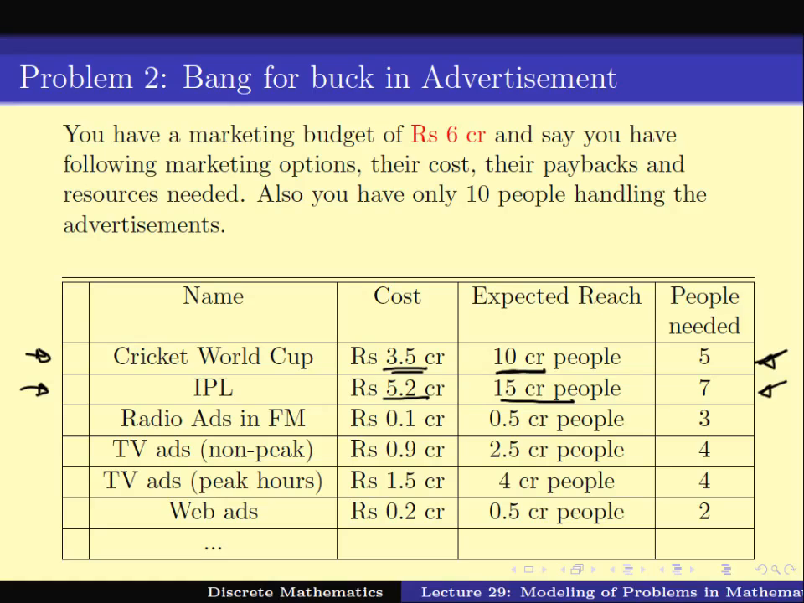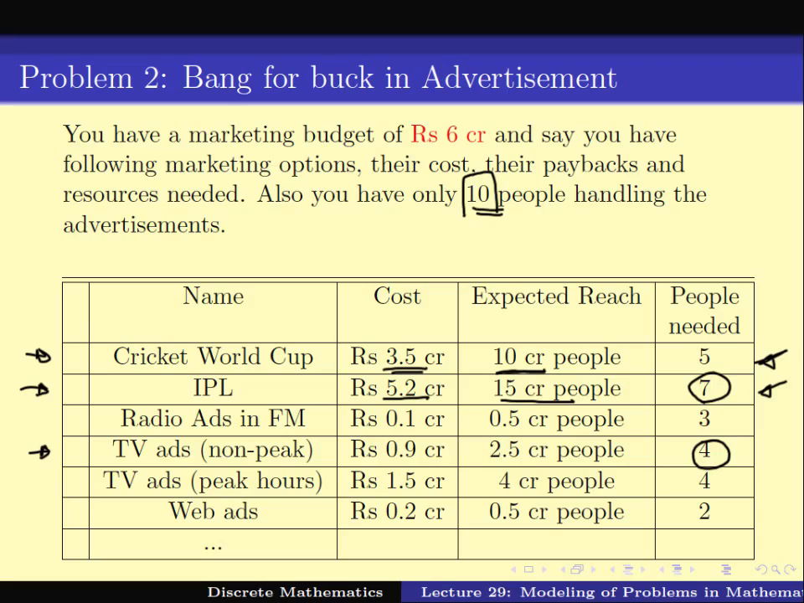For example, if you decide to invest in the Cricket World Cup, you have to spend 3.5 crore, and in which case you have to allocate 5 people for it. So if, for example, I have only 10 people, what it means is that I cannot invest in both the Cricket World Cup and IPL. Or I cannot invest in both IPL and TV ads for non-peak times, because IPL will require 7 people and TV ads will require 4 people. So in total I need 11 people, but I only have 10 people.